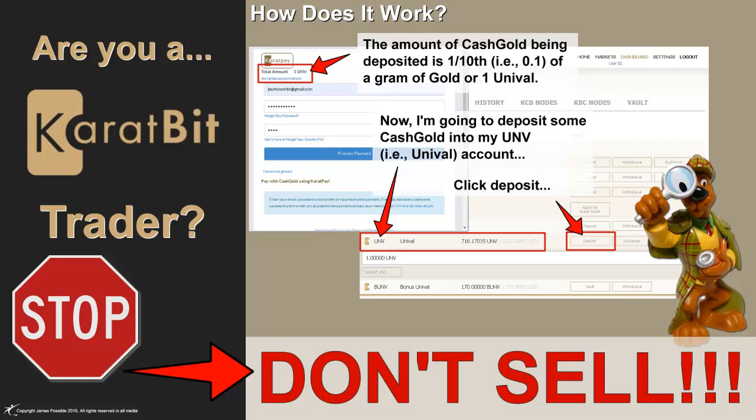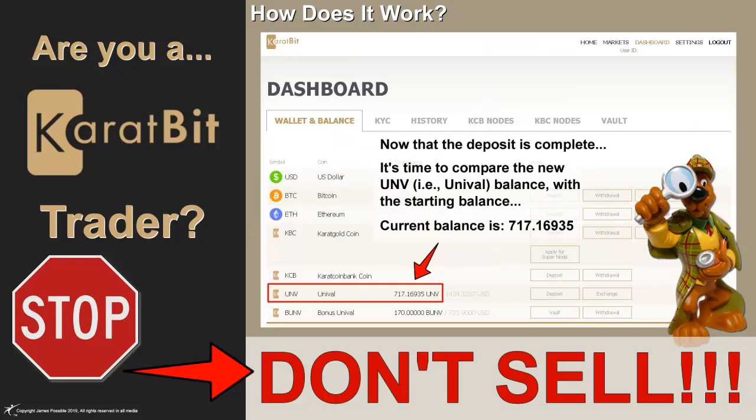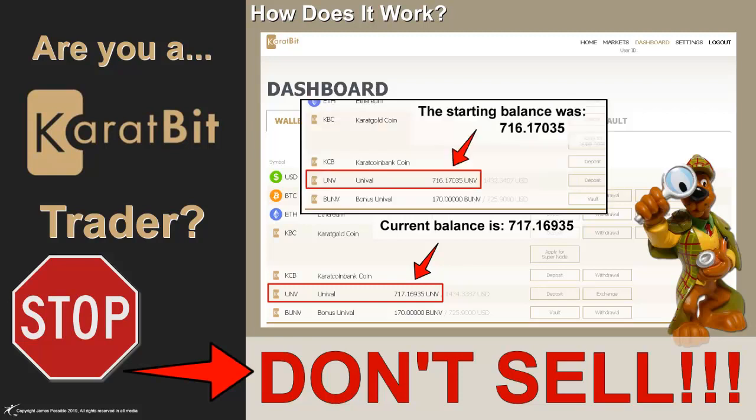So remember, I started off with 700. My current balance in Univals is 716. Now I complete the transfer, and you can see that my Unival is now up to 715. We compare the two, and you can see that there's actually 717 and change, 716 and change, and you can see that the change is actually a little bit less. Well, that's part of the transaction fee.